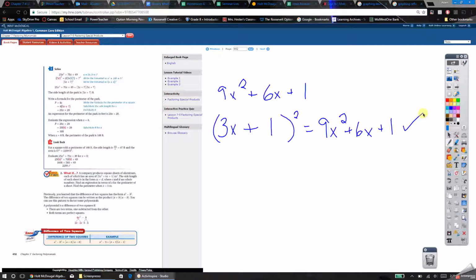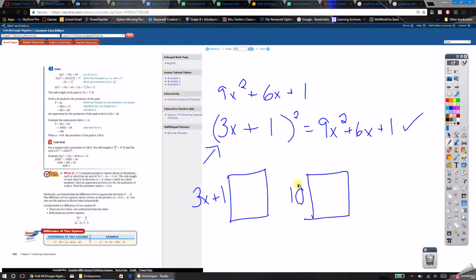So the directions said the side length of each sheet is in the form cx plus d. So we just did this, cx plus d right there, where c and d are whole numbers. Find an expression in terms of x for the perimeter of a sheet, and find the perimeter when x equals 3. So if the square has a side length of 3x plus 1 and x is 3, 3 times 3 is 9, plus 1 is 10. And then they want you to find the perimeter of that sheet. So the perimeter would be 40 meters, because 10 times 4 would be 40. That's how you would do that.